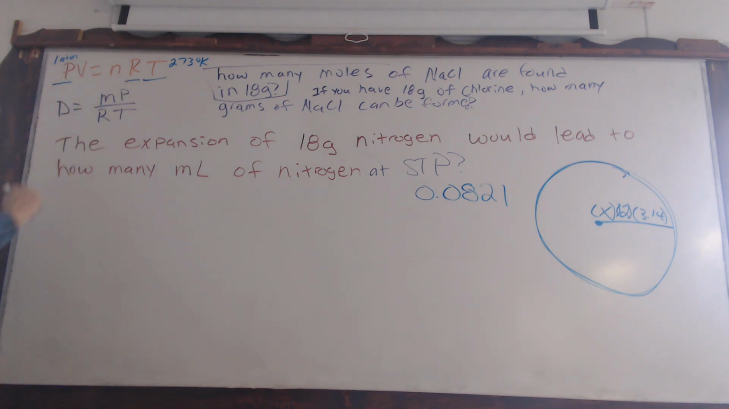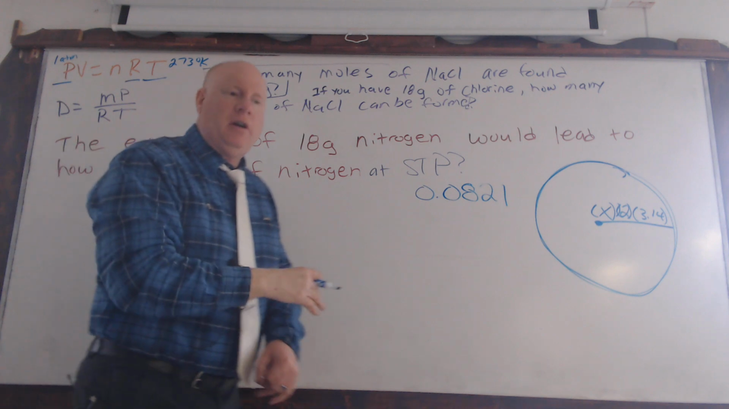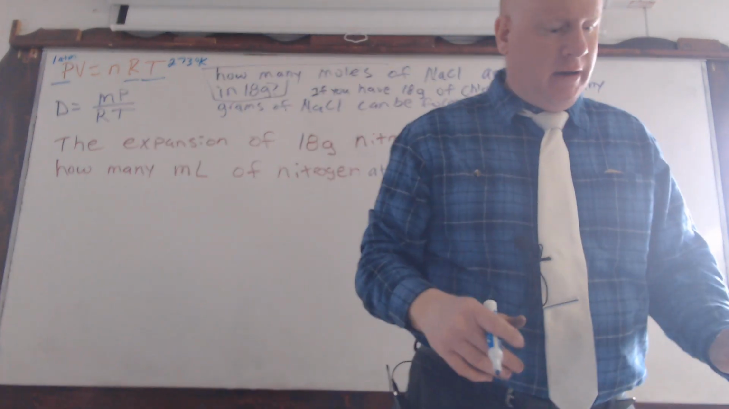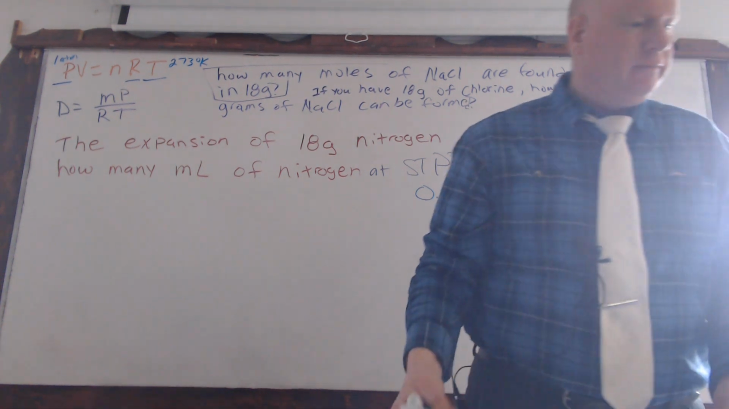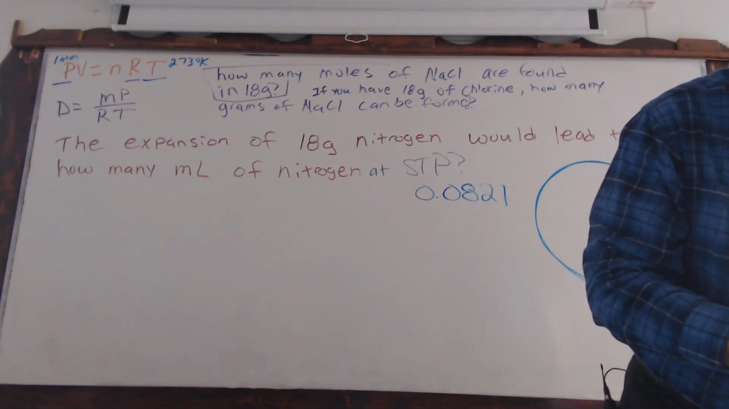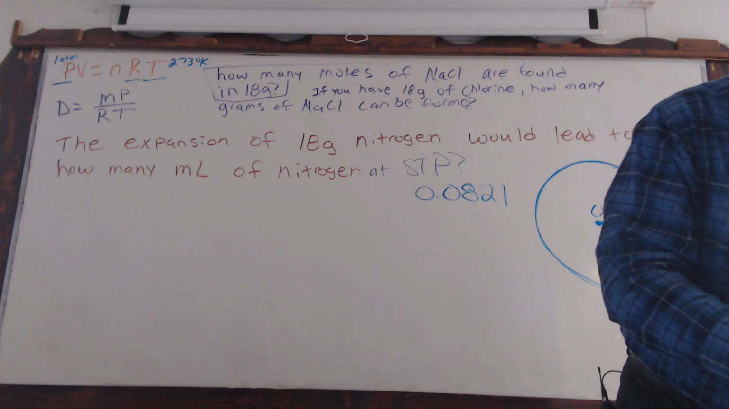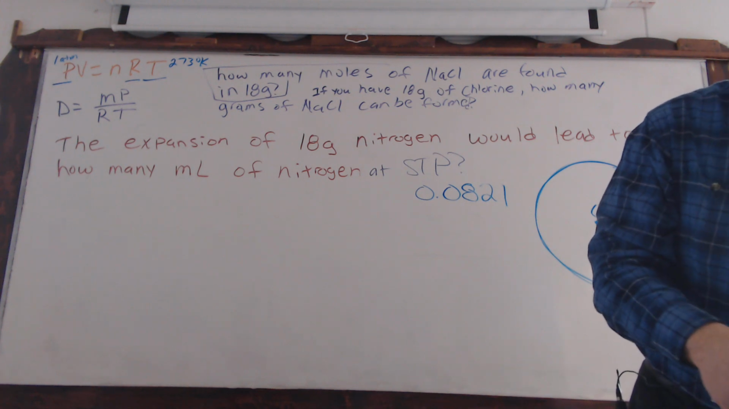N is the number of moles. That's all that N means. N equals moles. That's right. It's in the binder.